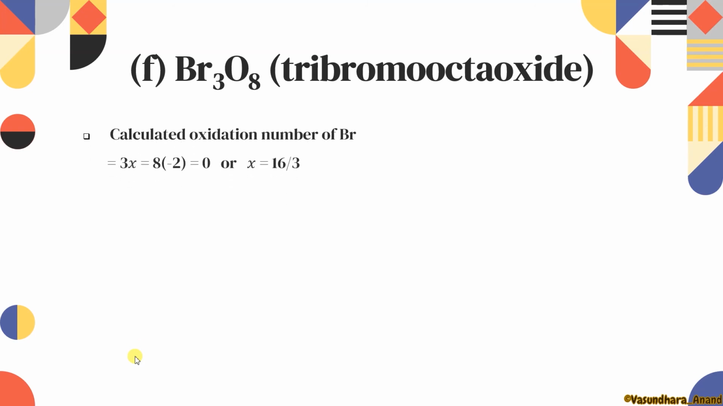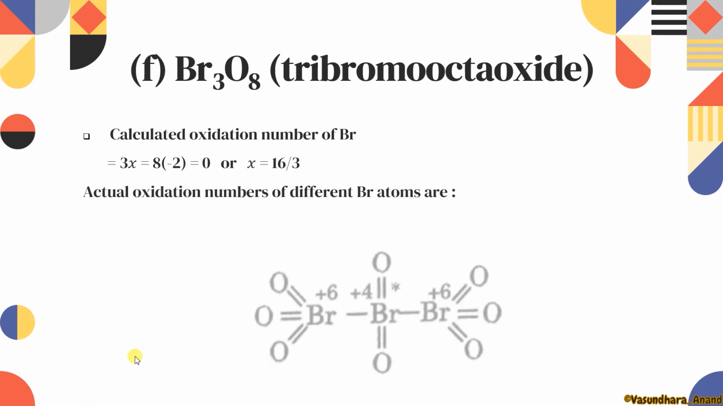16 by 3, which is again not possible. So it means that this 16 by 3 is the average oxidation number of all the 3 bromine present over there. So we'll draw the structure: 3 bromine and 8 oxygen. Equally distribute: outside 3, and in the center one 2 only. Yes. So we'll draw the structure.